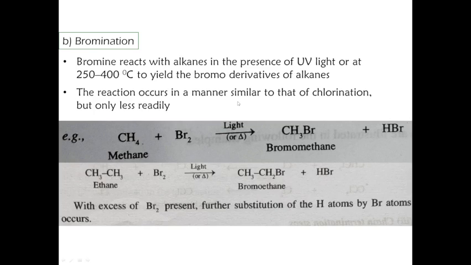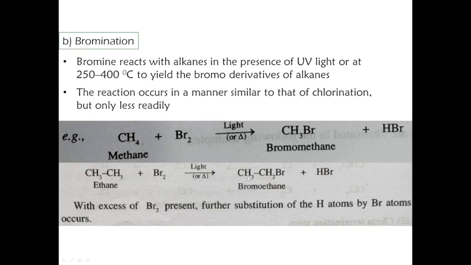Here the reaction scheme is shown. Methane is reacting with bromine in the presence of UV light or heat at high temperature. Then we get bromomethane, CH3Br. When we take the example of ethane reacting with bromine in the presence of UV light or at a high temperature, then we get bromoethane, CH3CH2Br.